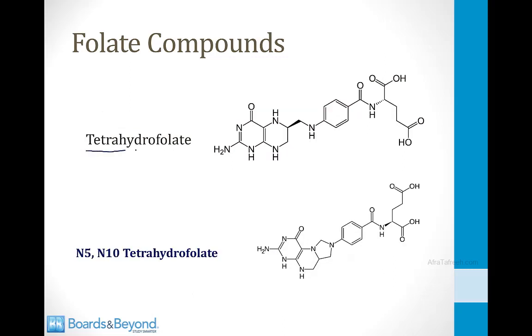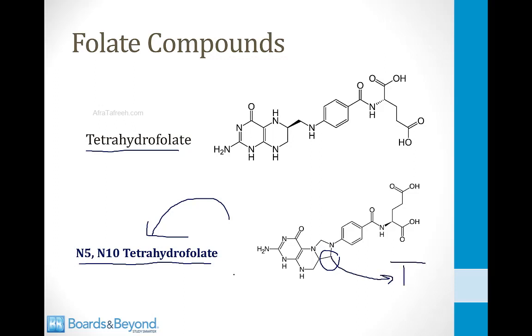The difference between tetrahydrofolate and N5N10 tetrahydrofolate, the molecule that we were talking about in the synthesis of thymidine, is the addition of 1 carbon here between the 2 nitrogen atoms. That's why it's called N5N10. And that 1 carbon right there is the carbon that is donated to uridine in order to synthesize the nucleotide thymidine.